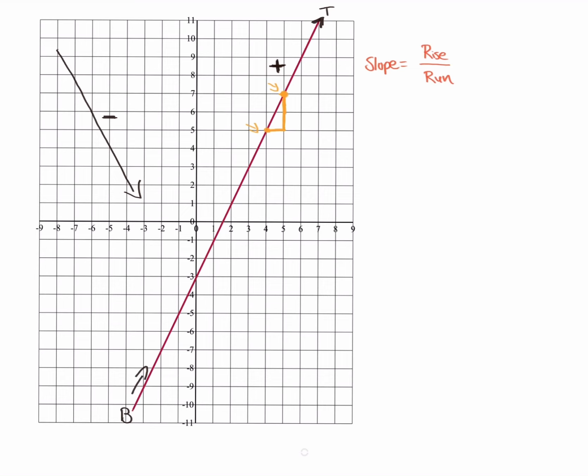I'll do this again further down the line. So I choose my dot here, and I drop the line down, and I can see, oh, it's level with this dot.